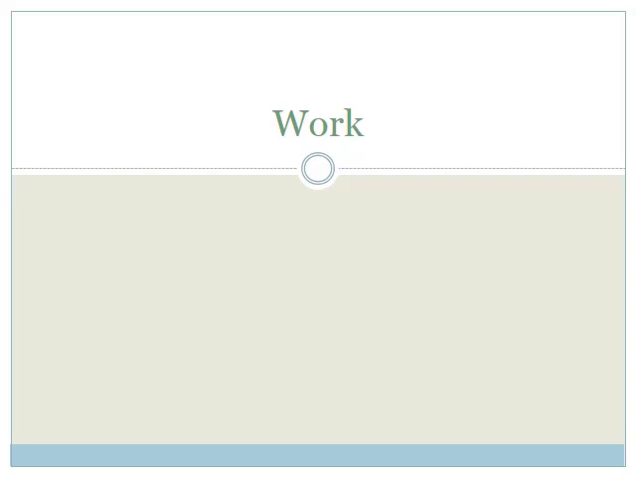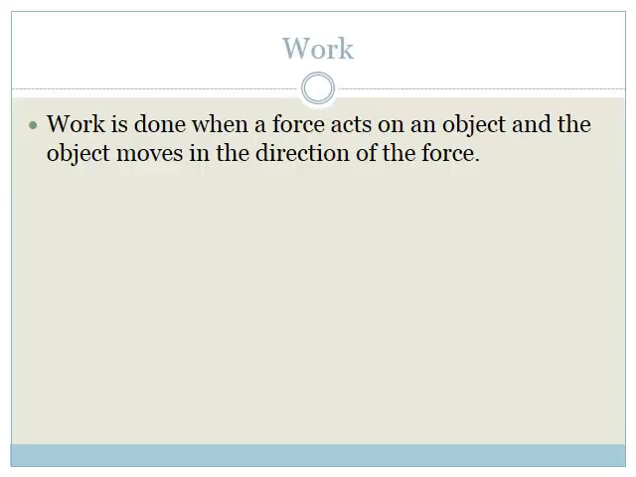In the next couple of lessons, we're going to be looking at work, energy, and power. In this lesson, we're going to specifically be looking at work. So what is work? Work is done when a force acts on an object and the object moves in the direction of the force. So we have to have a force, it has to act on the object, and the object has to move in the direction of the force.